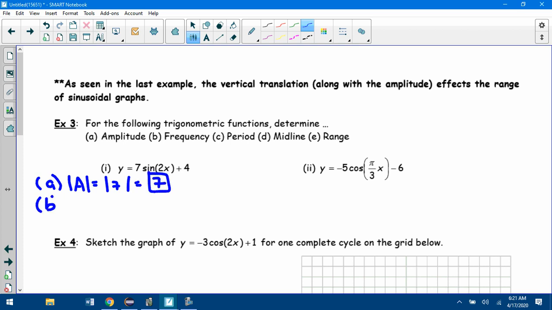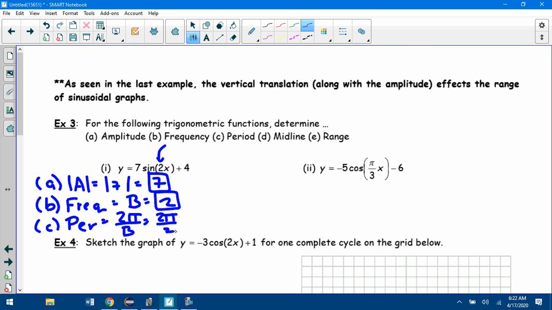What's the frequency? It's the b value, which is the number in front of the x, so 2. 2 cycles between 0 and 2 pi. What's the period? 2 pi over b. So 2 pi over 2 is pi. So 1 cycle will be done by the time I get to pi, which makes sense because there's 2 cycles between 0 and 2 pi.